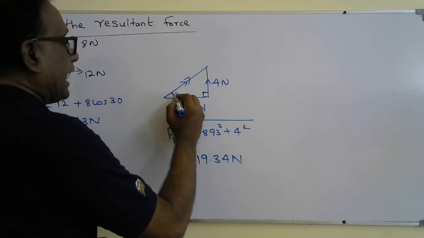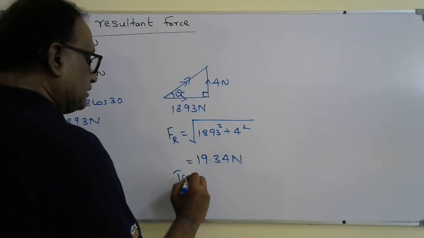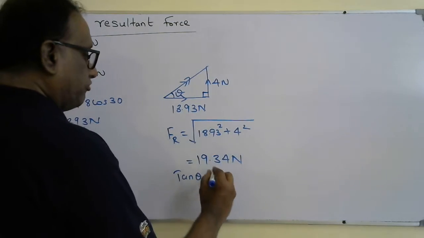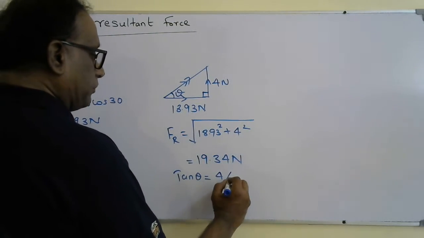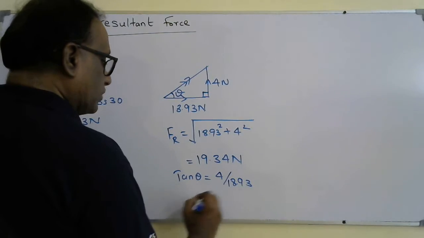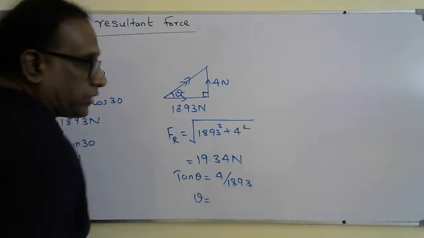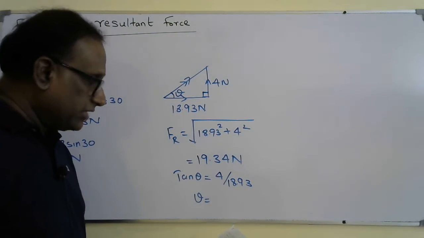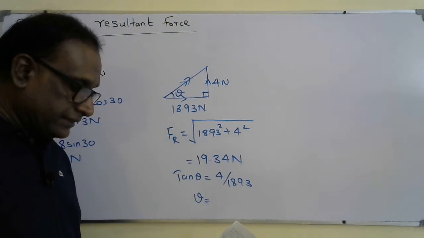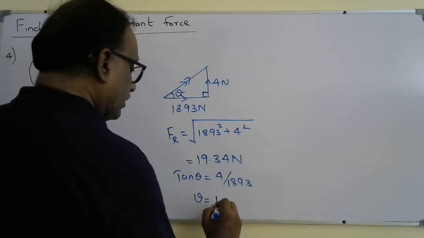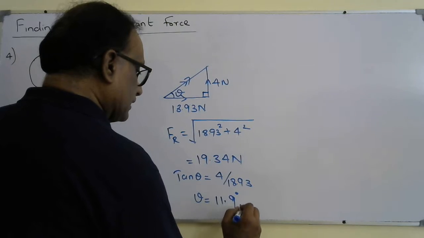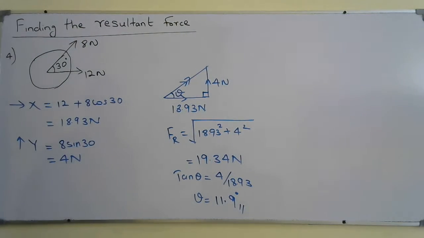Then I can use tan theta. Tan theta equal opposite 4 over 18.93. So theta equal tan inverse. You know you can use the calculator. So tan inverse 4 over 18.93. You will get around 12 degree or 11.9 degree. So that's the resultant force.